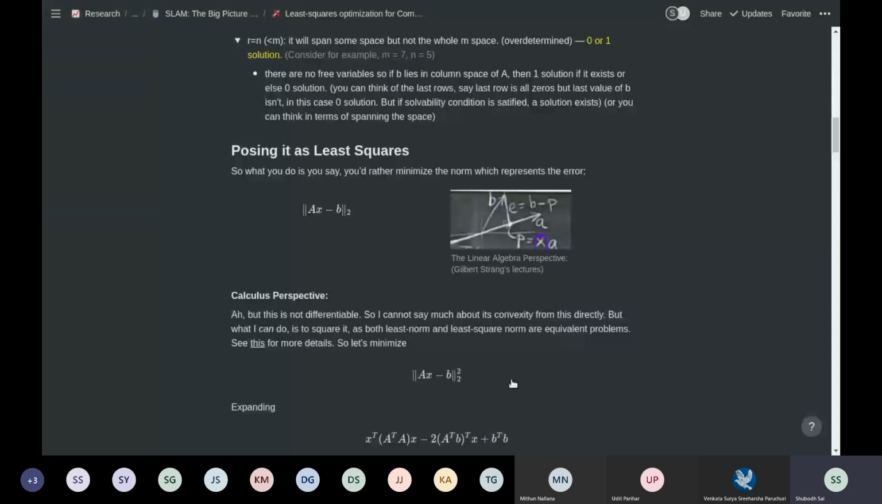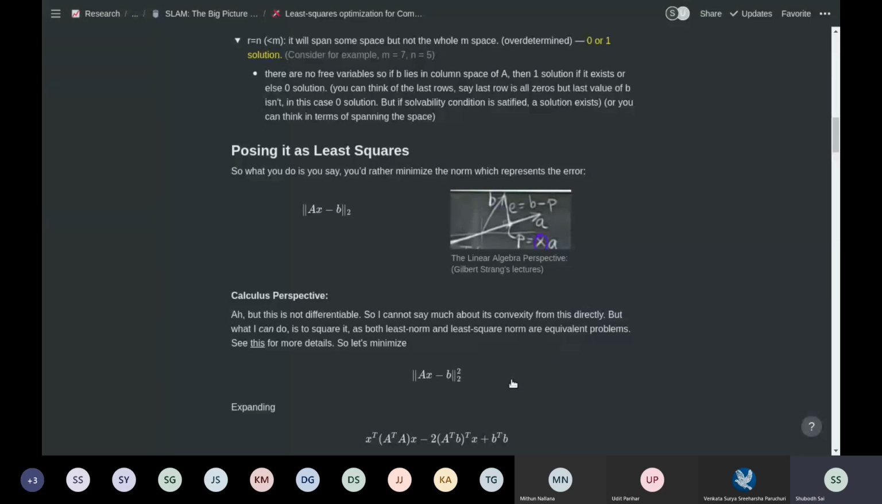There are again two perspectives to this. The first is the linear algebra perspective, the second is the calculus perspective. I'll be covering the linear algebra perspective at a high level. Calculus, I'll go into detail. So linear algebra, geometrically, by looking at that figure on the right, that's from Gilbert Strang's lecture. I will later on replace it with TikZ code or something.